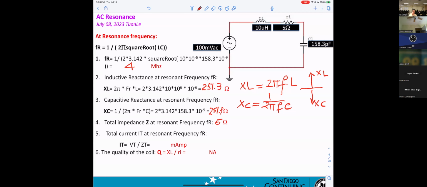And number five, they want to calculate the total current at the resonant. Did you get 20 milliamps? 20 milliamps, correct. And the last one in this part here, quality. I already gave you Q equals XL over R.